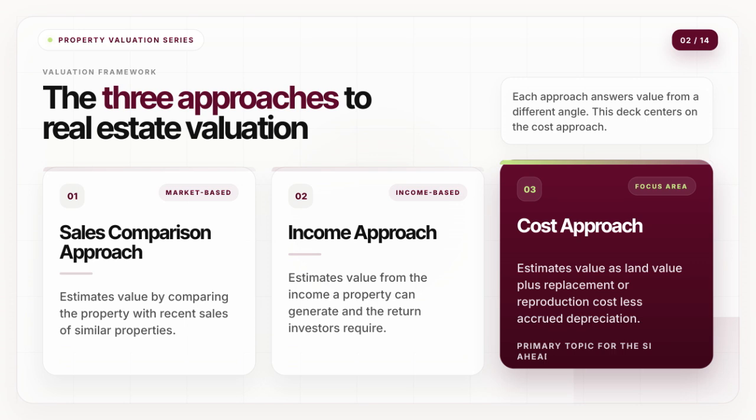Lastly, and the focus of this presentation, is the cost approach. This method values a property by adding the land value to the cost of replacing or reproducing the structure, then subtracting depreciation. We'll be diving deep into this cost approach in the upcoming slides.